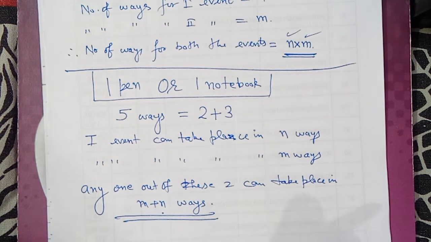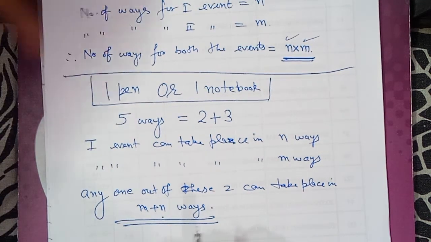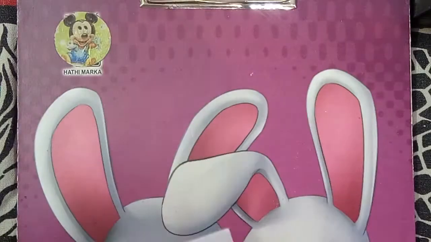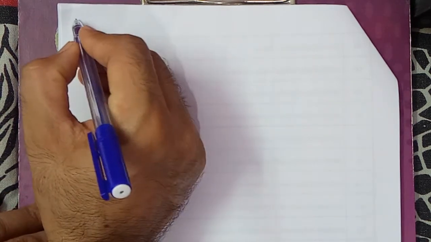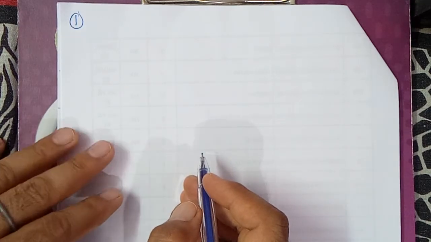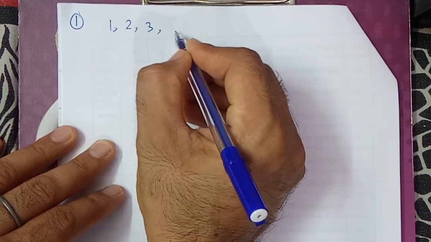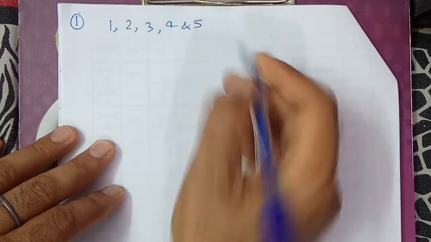Now, questions of exercise 7.1. First question of exercise 7.1. How many 3-digit numbers can be formed from the digits 1, 2, 3, 4 and 5?